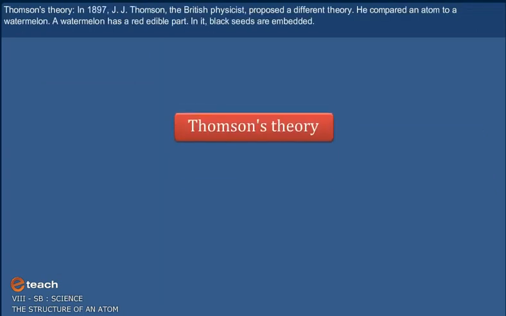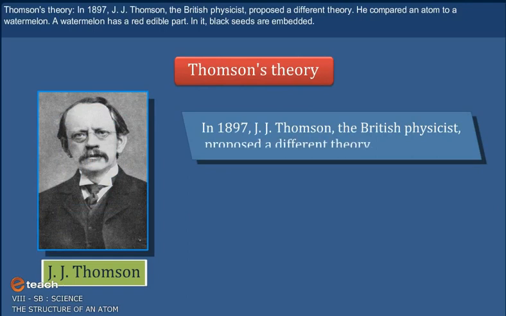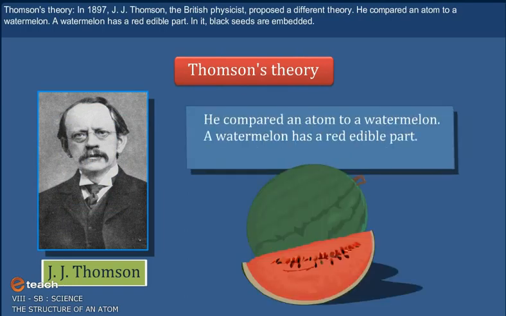Thomson's theory. In 1897, G.J. Thomson, the British physicist, proposed a different theory. He compared an atom to a watermelon. A watermelon has a red edible part. In it, black seeds are embedded.